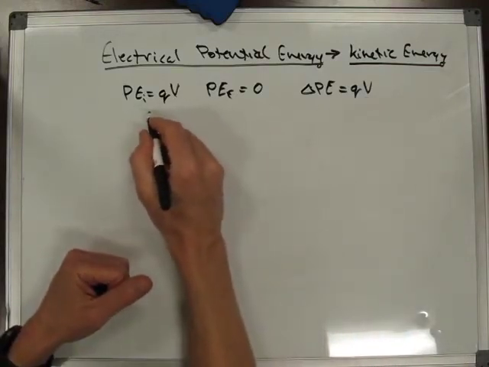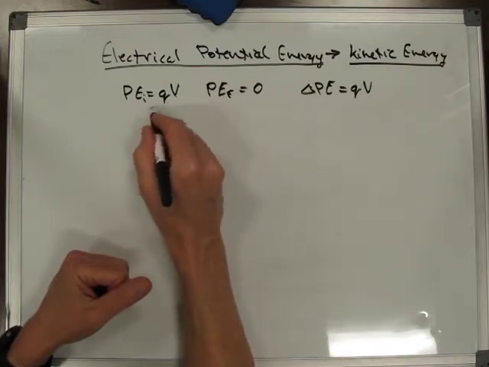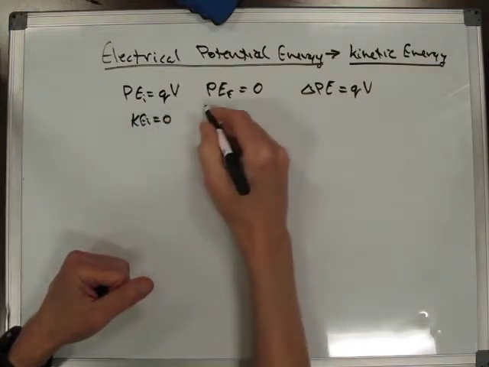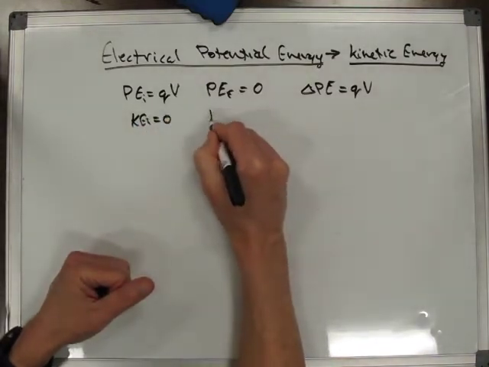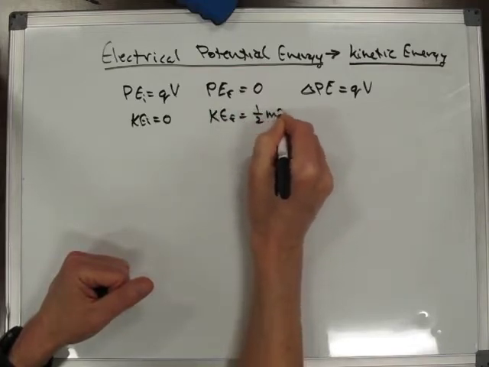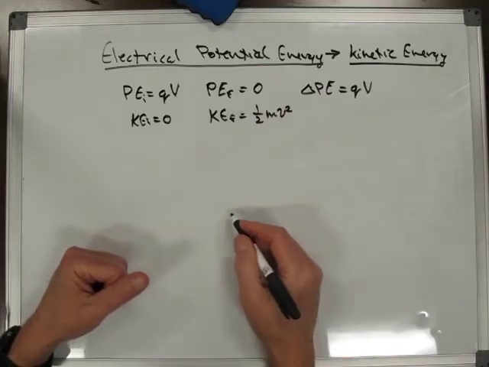That might be a Coulomb times 12 volts or something like that, right? And if it starts here stationary, we can say its initial kinetic energy of the charge is equal to 0, and final kinetic energy is 1/2 mv squared. So let me just give you an example of this.